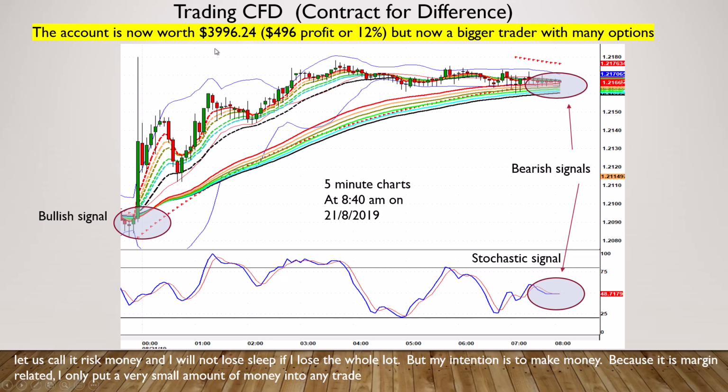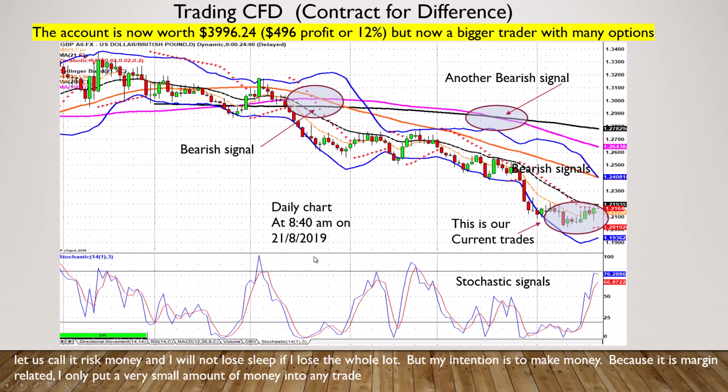And by the way, our $3,500 outlay still in profit by $496. So we're still 12% ahead in the market. But by that way, that's actually based on a much bigger volume, much bigger outlay. Now looking at the daily chart, again taken at 8:40 a.m.